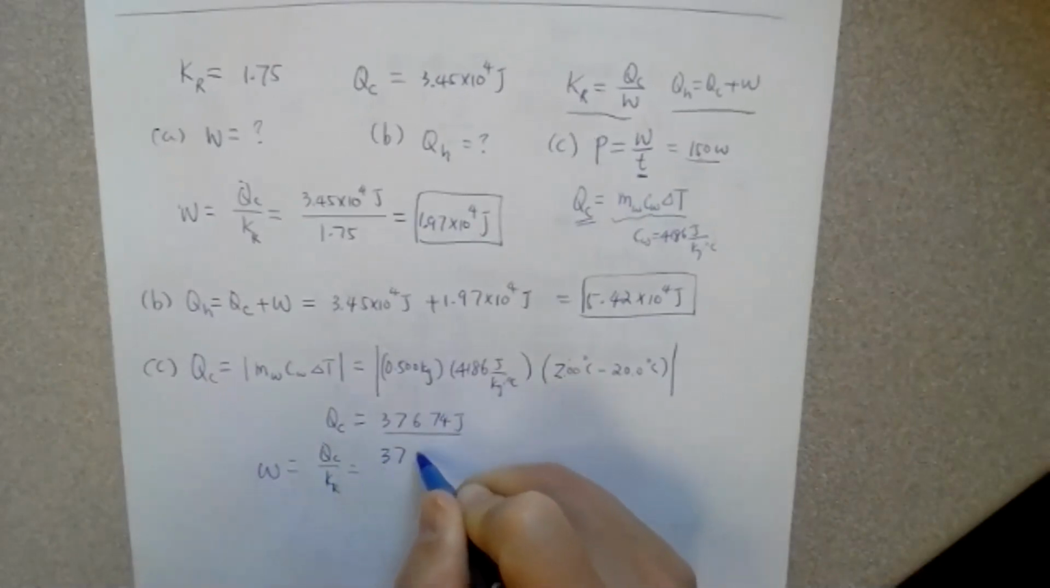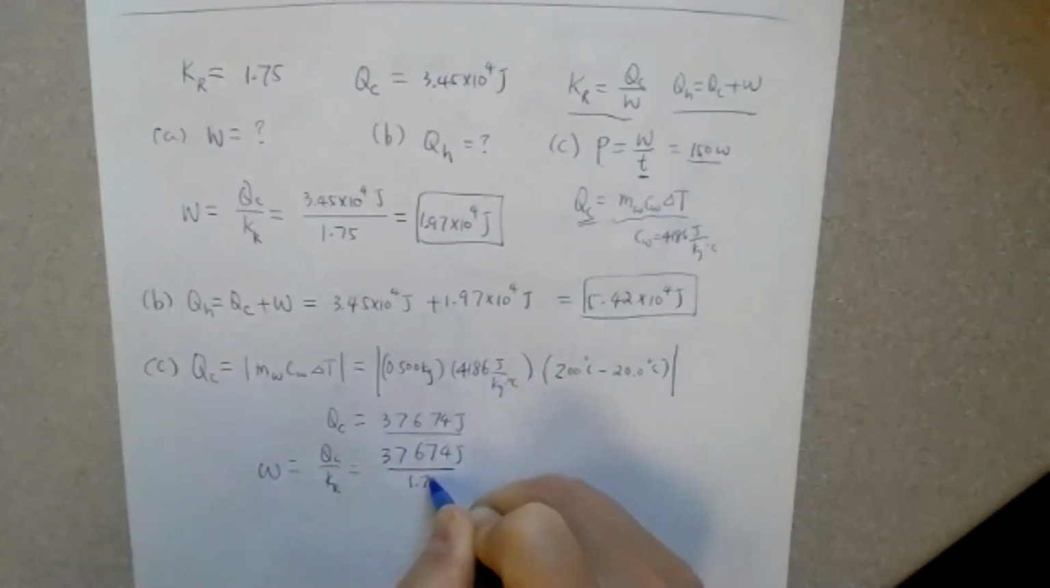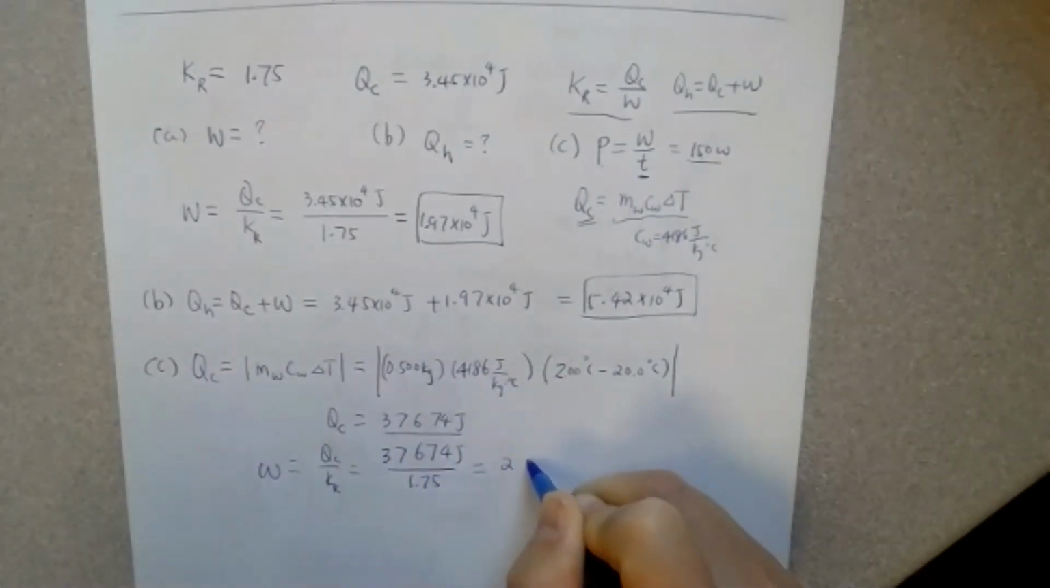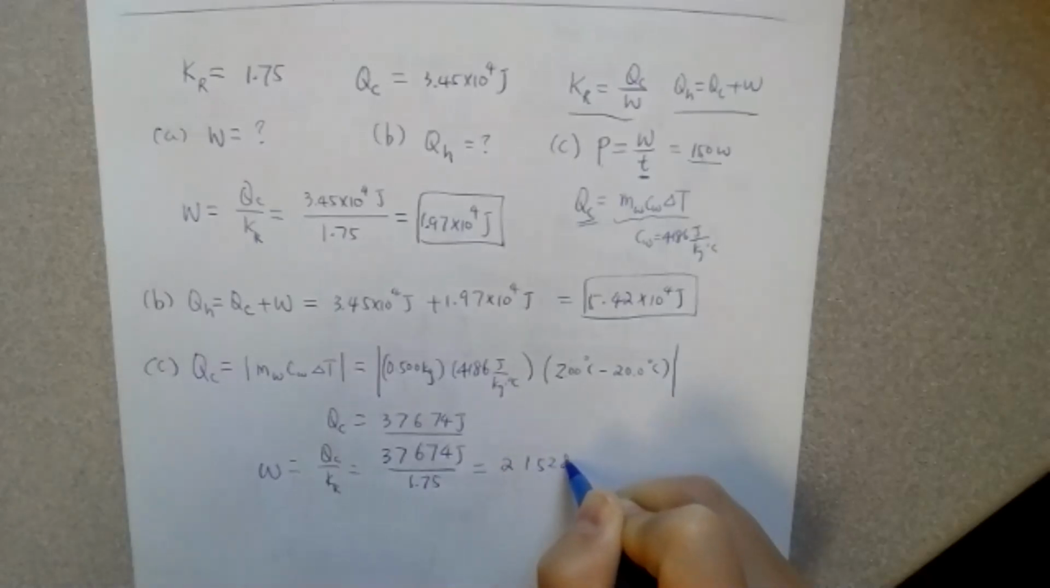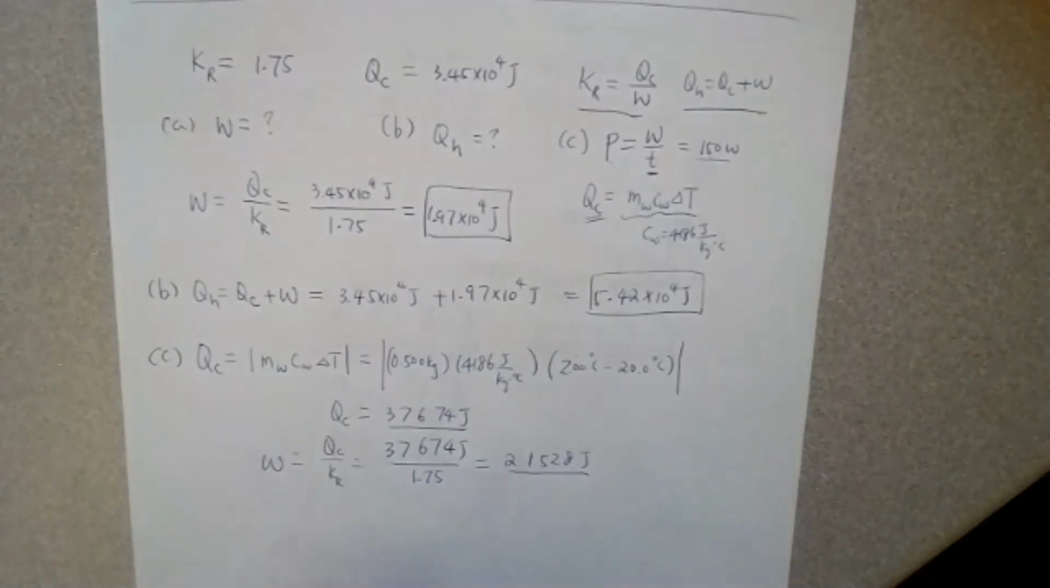So 37,674 joules divided by 1.75. That will give you 21,528 joules of work needed for this process.